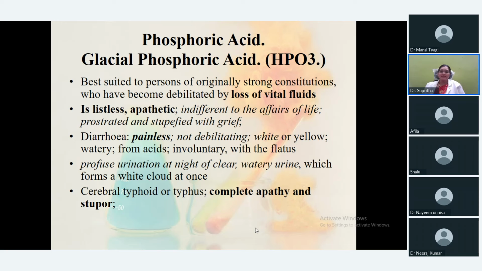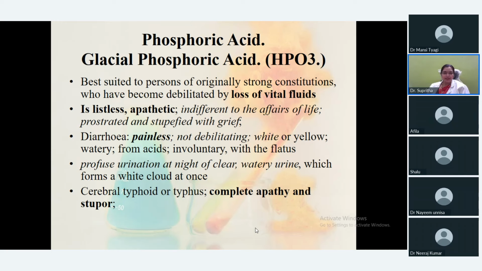Diarrhea is painless. This is the most characteristic symptom of phosphoric acid, where painless diarrhea is present. Not debilitating, and they are not prostrated; there is no weakness. Even after passing so much stool, there is no weakness. And the diarrhea is white or yellowish, watery, involuntary with the flatus.